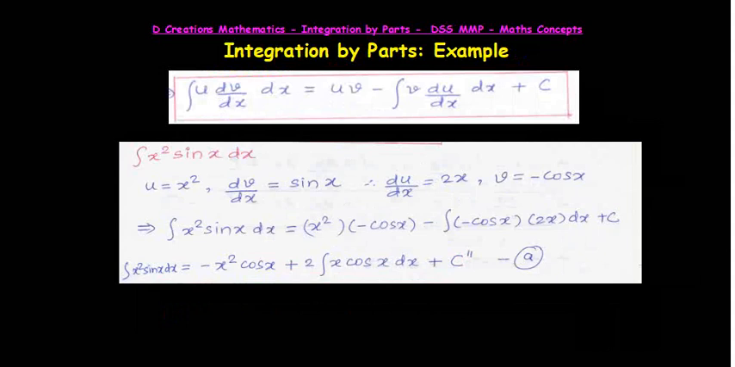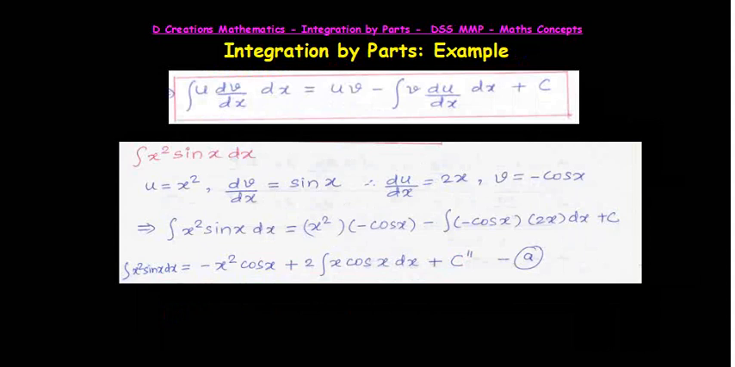which finally comes out to be minus x square cos x plus 2 into integral of x cos x dx plus a constant. Here you will realize that there's another term coming up which you need to solve by integration by parts. So that's why I initially said it's a slightly lengthy problem, but nevertheless it's easy. Now we will concentrate on this term, integral of x cos x dx.